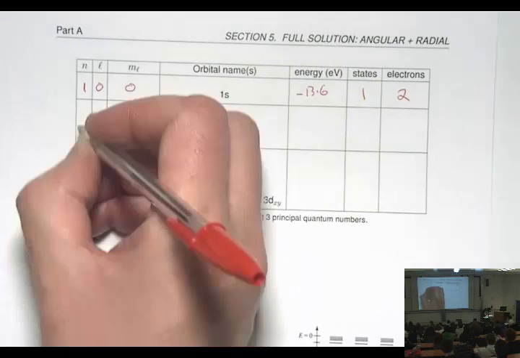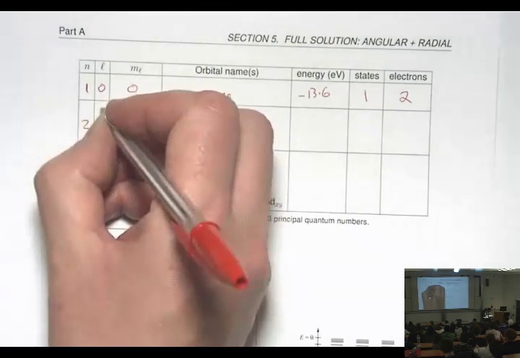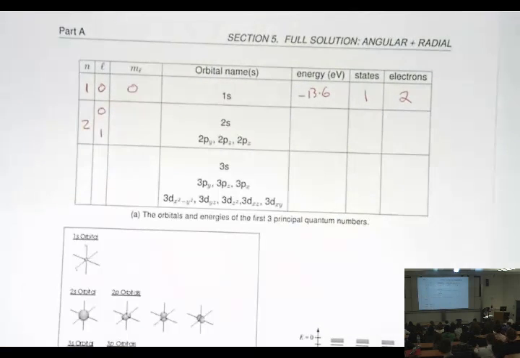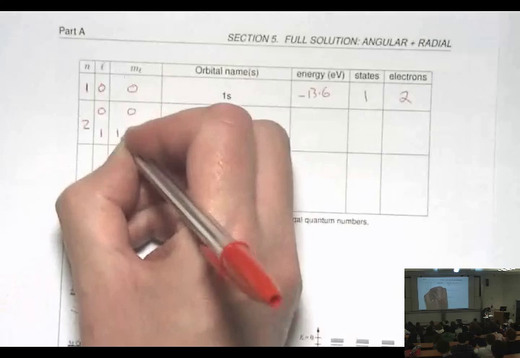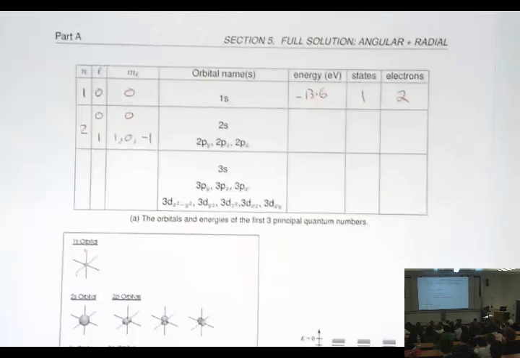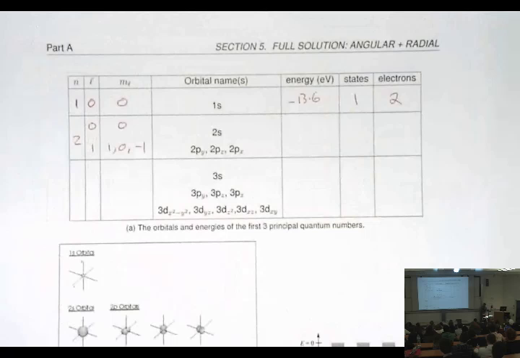For the n equals 2, I can have L equals 0 or L equals 1, which means my next quantum number, m sub L, could be 0, or it can be 1, 0, or minus 1. What do we call them? If L equals 0, we're going to call it 2s. If L equals 1, it could be 2py, 2pz, or 2px. So we've got p because of the L quantum number, and then we've got x, y, or z to denote which m sub L it is. So there's 2 different ways of writing it down, with letters, 2px, or with quantum numbers.